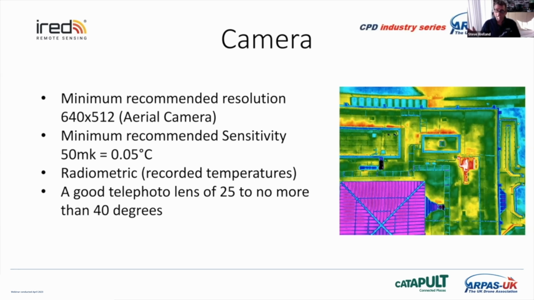So the further we go away from target, the minimum sensitivity of the camera will change, and it will get less. So by the time we're 30 meters away from target, we're not going to be able to see changes of 0.05 of a degree. We might be able to see 1 or 2 degree changes, maybe less.